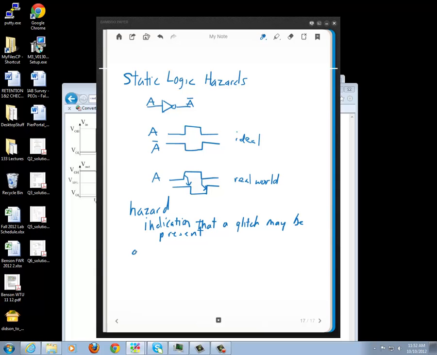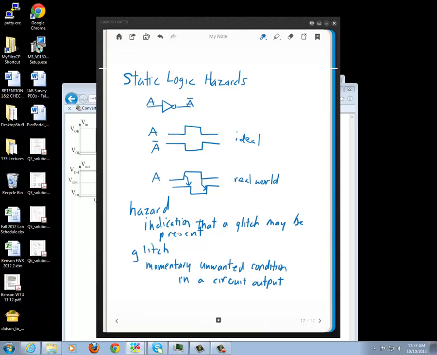And what is a glitch? A glitch is a momentary, unwanted condition in a circuit output. So hazards in circuits are caused by these timing delays, and they can cause glitches, which give you a momentary unwanted condition in a circuit output. And you'll see what all this means in a moment.